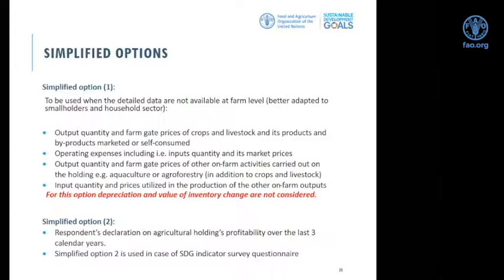Now, the second simplified option, which we also tested in Bangladesh, is that we ask the respondent, the person whom we are interviewing or administering the agriculture survey to, to declare the profitability of the farm or agriculture holding over the last three calendar years. This simplified option is used in the SDG indicator 2.4.1 survey questionnaire as well, which I will show you tomorrow.